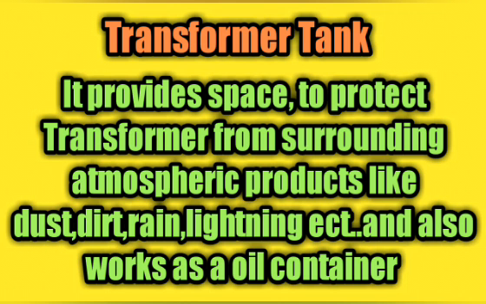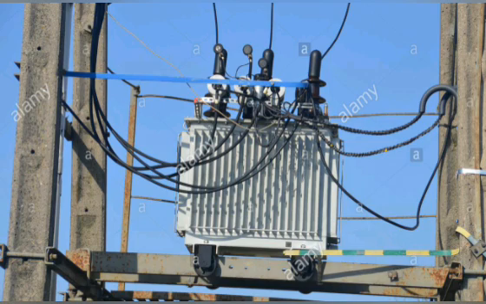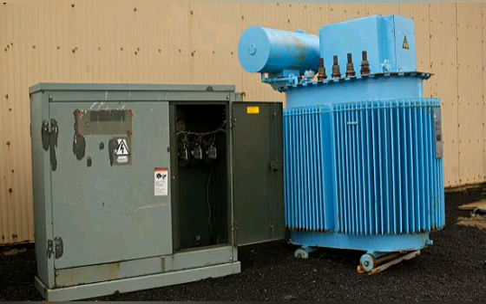The function of the transformer tank. It provides space to protect the transformer from surrounding atmospheric products like dust, dirt, rain, lightning, etc. and also works as an oil container. Generally, transformers are housed in tightly fitted metal tanks filled with special insulating oil. This is constructed from thin steel sheets and is properly welded to avoid leakage of oil from the tank.